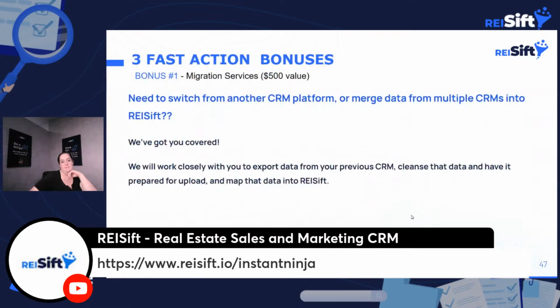I just want to talk about some fast action bonuses that if you're able to claim it quickly that you can take advantage of. So migration services, this is mostly to help you upload data. So if you've been using another CRM or another data provider, we can help you upload it into REI Sift. You'll work with Kylie on the support team to do that, and you would export it from your previous CRM. If there's any kind of fixing that needs to happen before we can upload it, as far as the way that the data is in the CSV file, Kylie would walk you through that process. And then when it's ready to upload, the support team would upload it into your account for you.